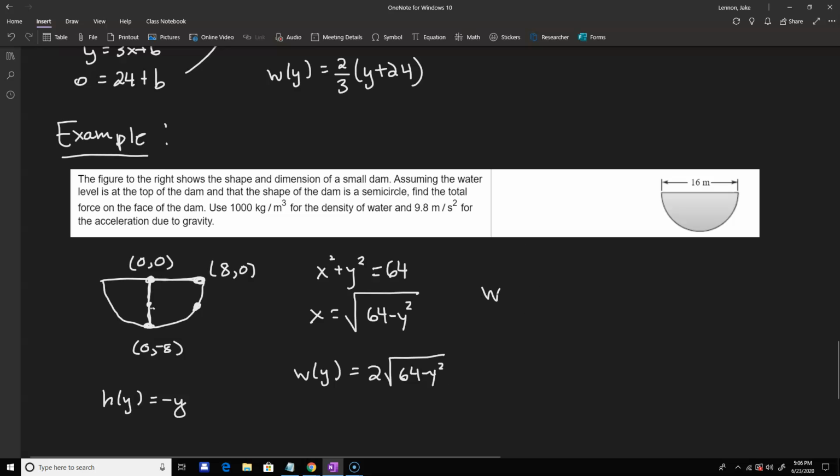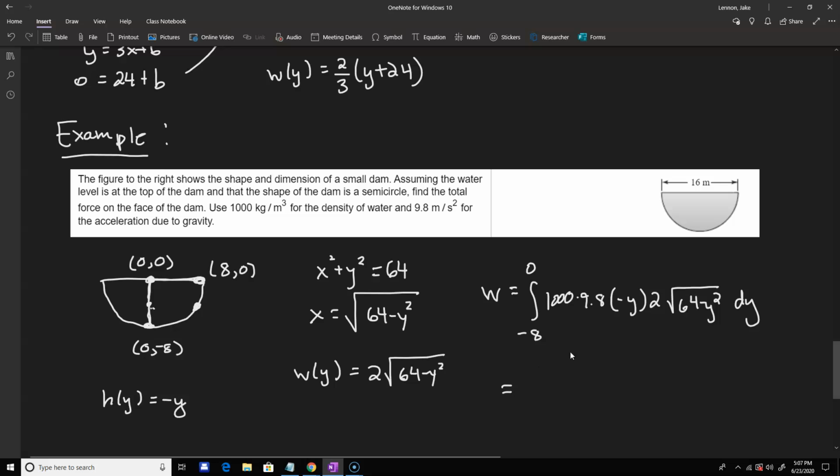So the work that we want to do for this problem is just integrating from -8 to 0. And again, we need to multiply rho by g. So again, we're going to have 1,000 times 9.8, and then we're going to multiply our two functions together. So we're going to have -y, and then we're going to multiply by 2 times the square root of 64 minus y squared, with respect to y, so multiplied by dy. Again, you can pull all those constants out to make it easier. So maybe I'll just write that down.